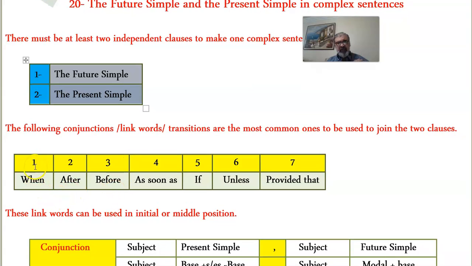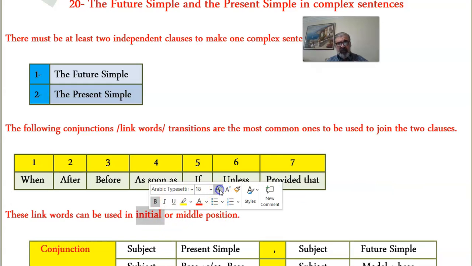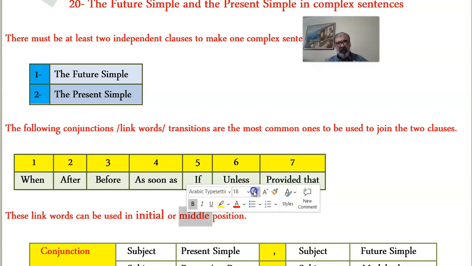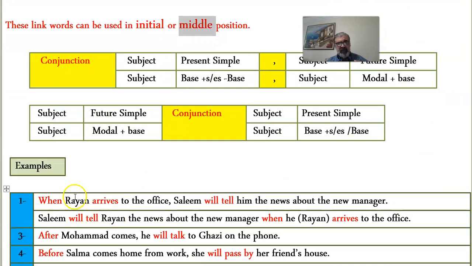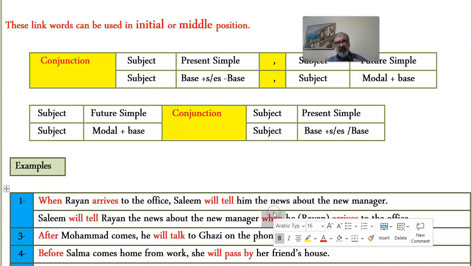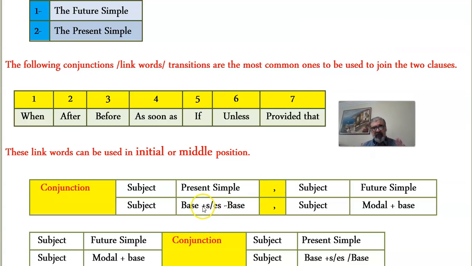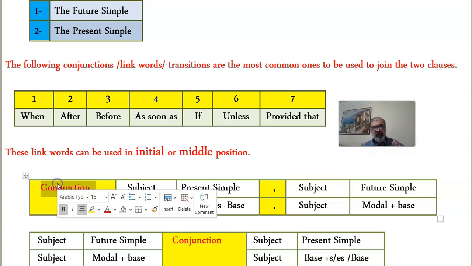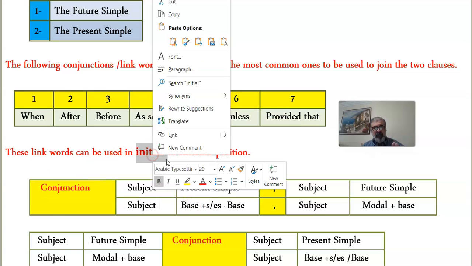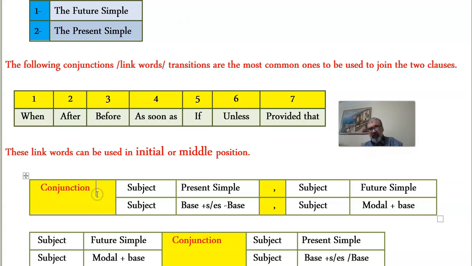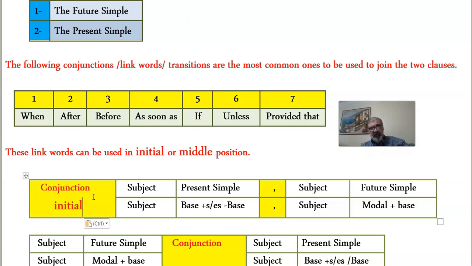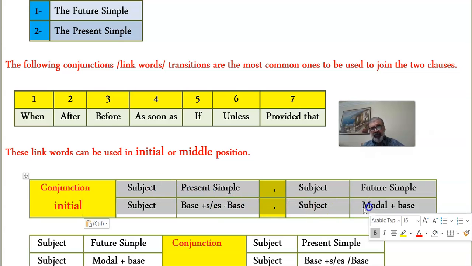Now, what are these? There are, as you can see, 7 transitions or conjunctions which can be used in either initial or middle position. So they could be used either at the beginning of these sentences or in the middle of these sentences. Now, in order to achieve this, you should know that there is a certain order. If you are using the conjunction in initial position, you should be careful because you should start with the present simple first and then the future simple.